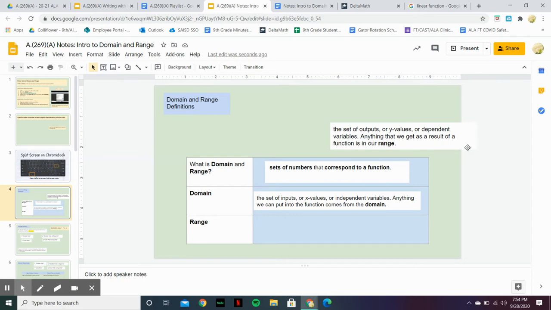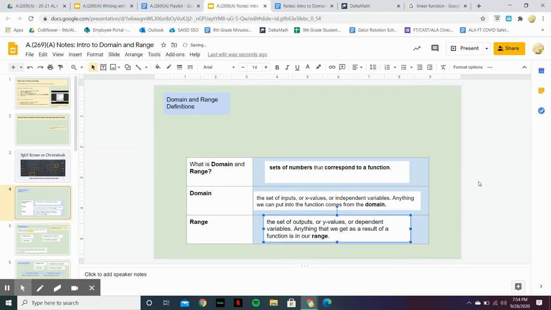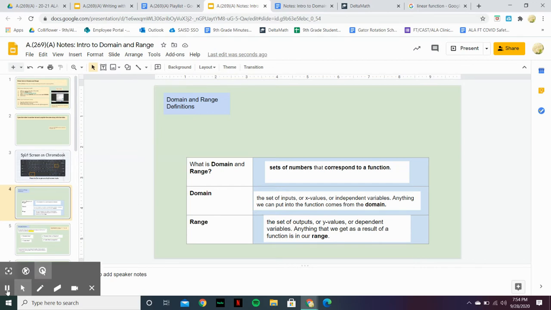And so our range is the opposite. It's the set of outputs, or it's the set of y values, or dependent variables. So anything that we get as a result of a function is in our range.